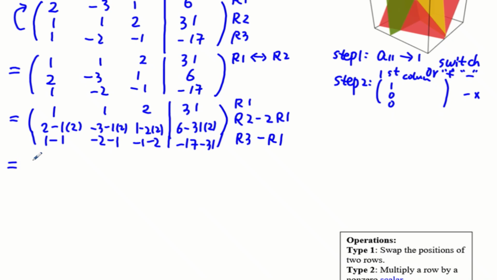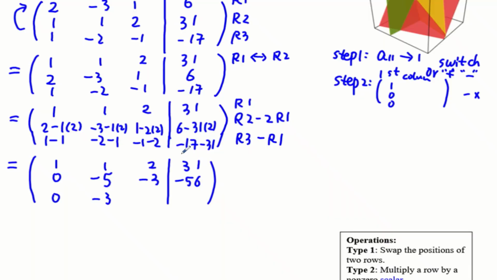Then what we are going to have, I will simplify it. We are going to have 1, 1, 2, 31. Then this one is 0. This one subtract is -5. This one subtract is -3. 6 minus 31 times 2 gives us -56. 1 minus 1 is 0. -2 minus 1 is -3. -1 minus 2 is -3. This is -18. So this is what we got from this one.